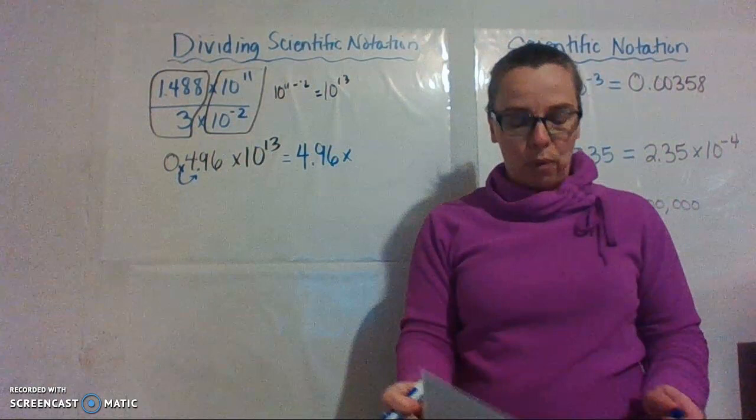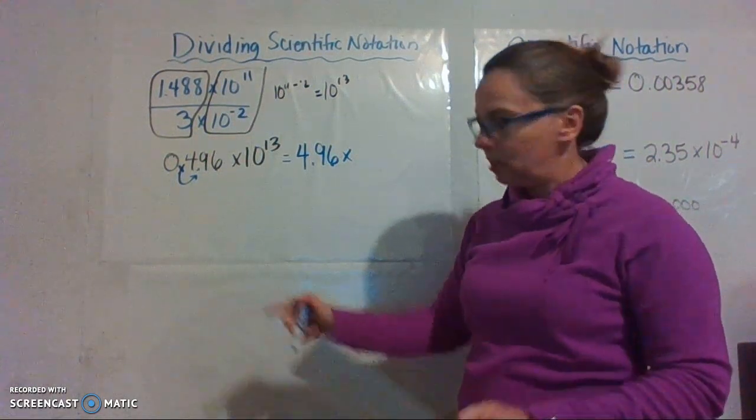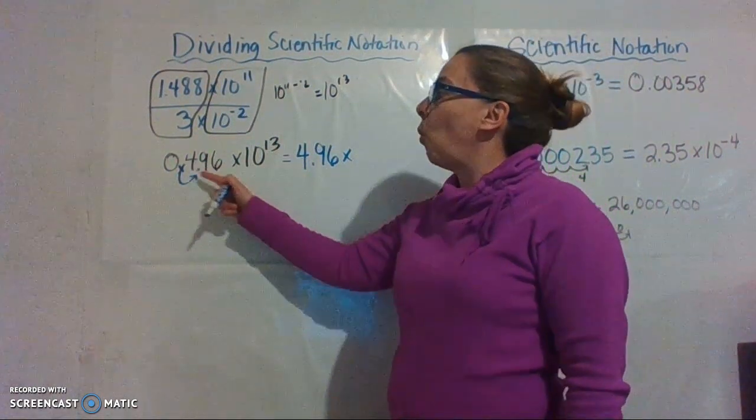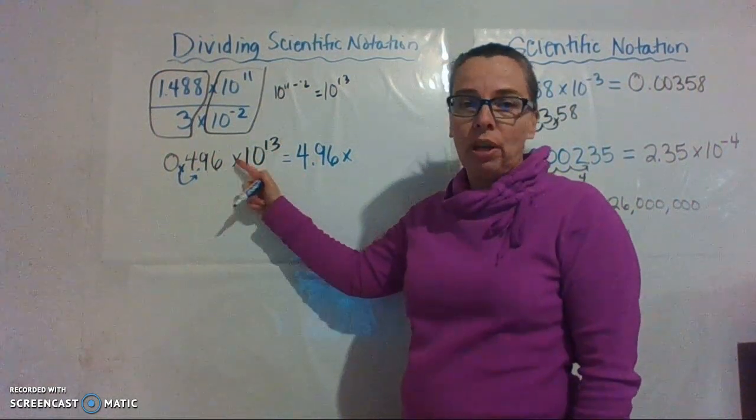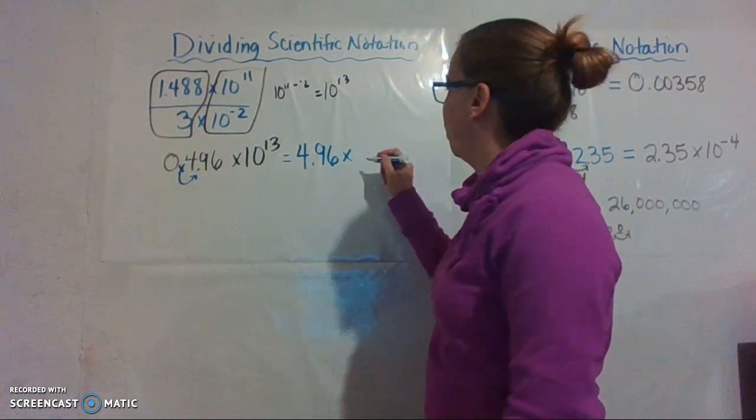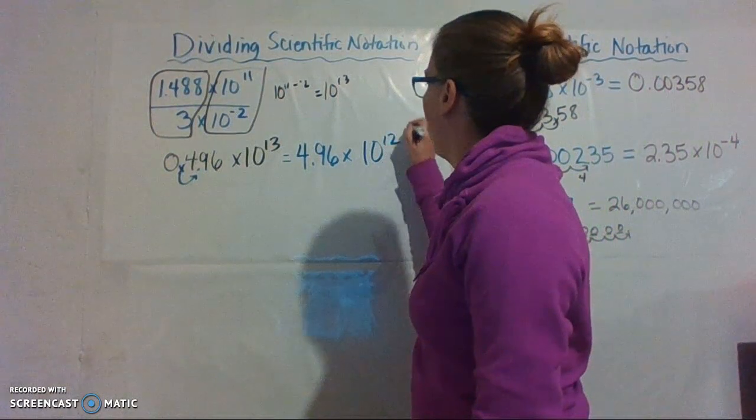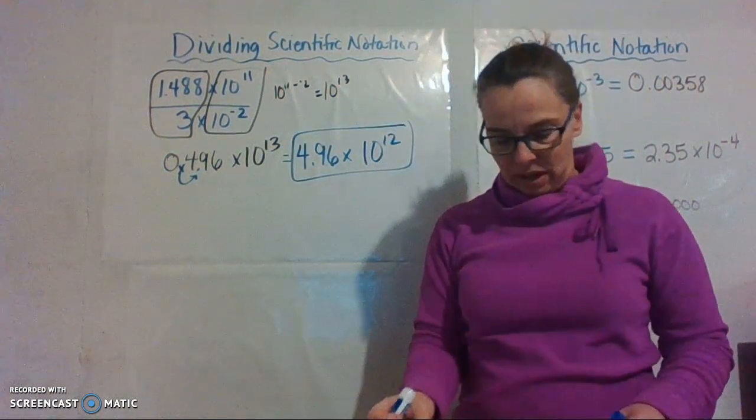Because I moved my decimal point one place, I need to adjust my power here. I took away a decimal point place, so now I'm going to take away a power here. So it's going to be now 10 to the 12th as my final answer.